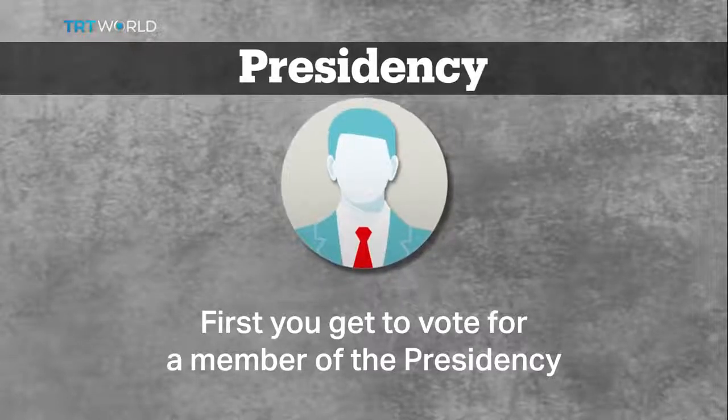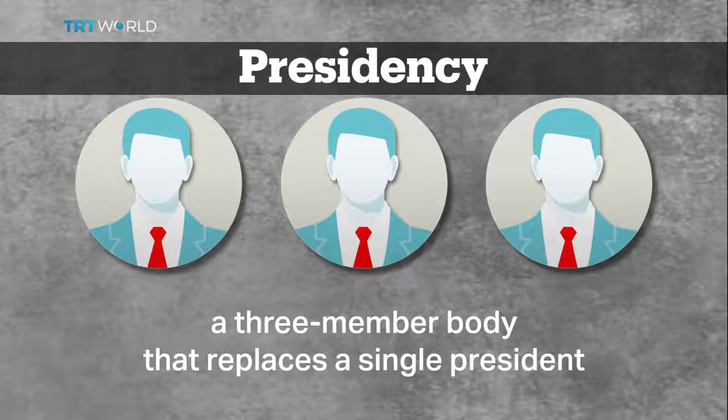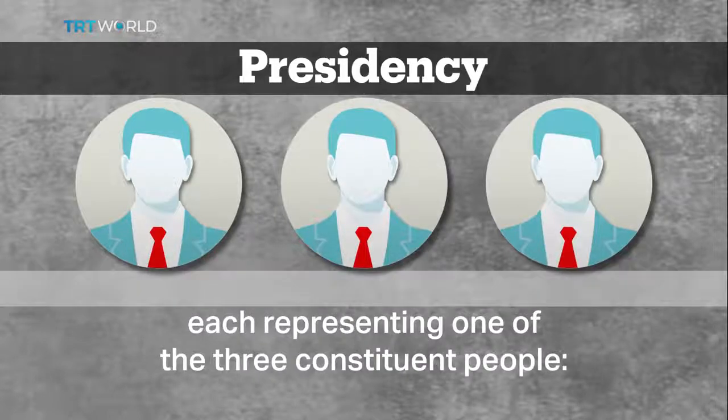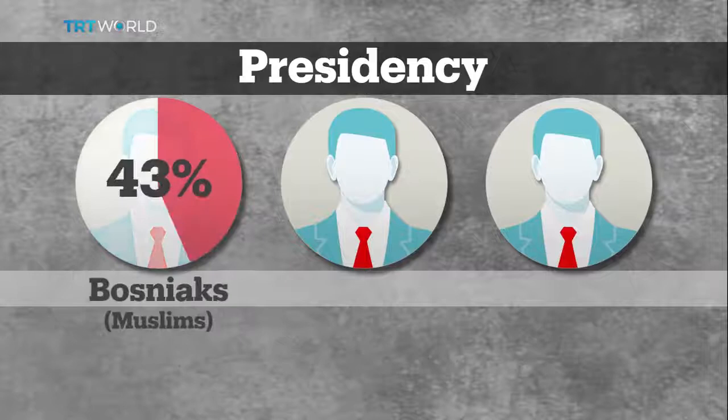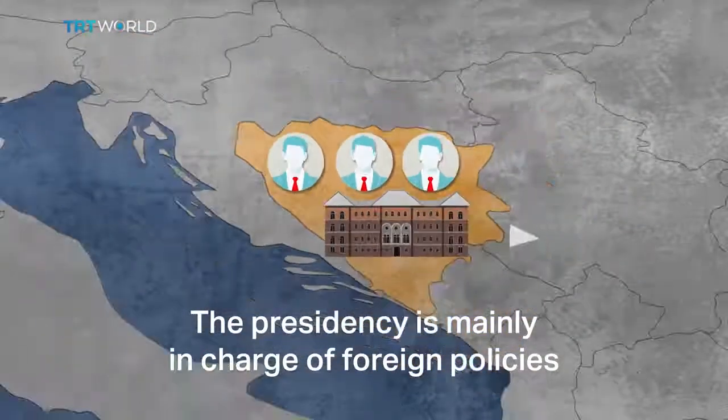Let's break it down. First, you get to vote for a member of the presidency, a 3-member body that replaces a single president, each representing one of the 3 constituent people: Bosniaks, Croats, and Serbs. The presidency is mainly in charge of foreign policy.